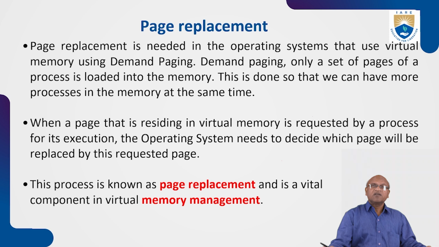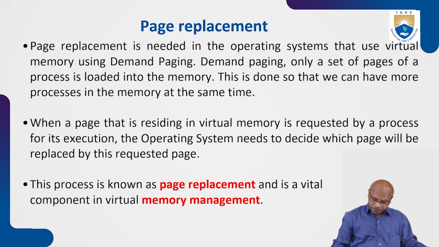The RAM space available is already occupied. Now we want to see another page, but there is no space in the main memory. In that case, page demand occurs. If the demanded page is available in the RAM, no problem. If it is not available, that is called page fault. Whenever a page fault occurs, it automatically invokes the page replacement algorithm. This process is known as page replacement, and it is a vital component in virtual memory management.